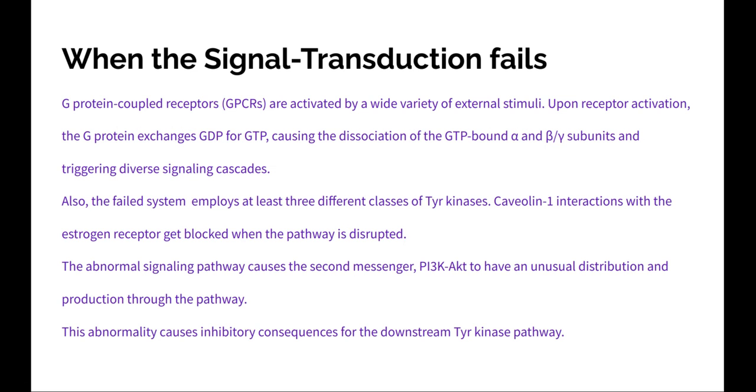Also, the system employs at least three different classes of tyrosine kinases. And the scaffold protein caveolin-1 interactions with the estrogen receptor get blocked when the pathway is disrupted. The abnormal signaling pathway causes the second messenger, PI3K, to have an unusual distribution and production of NO molecules through the pathway. This abnormality causes inhibitory consequences for the downstream tyrosine kinase pathway.